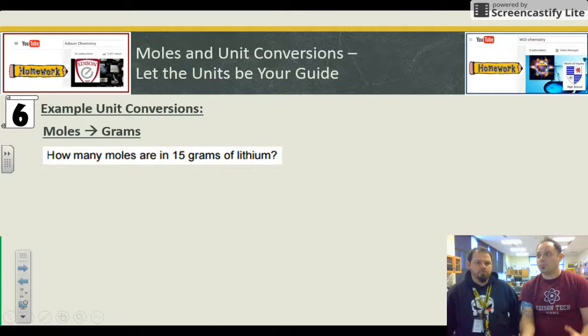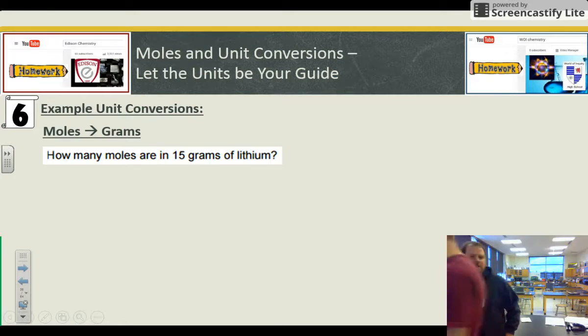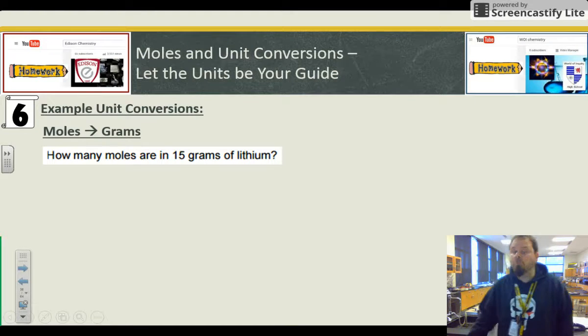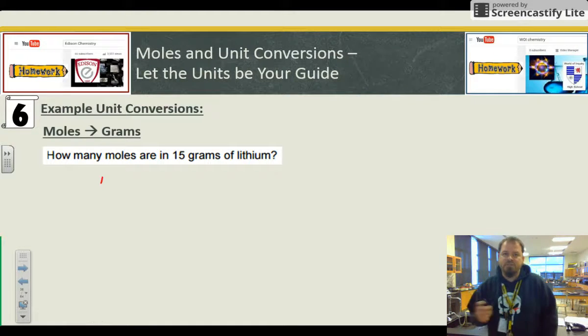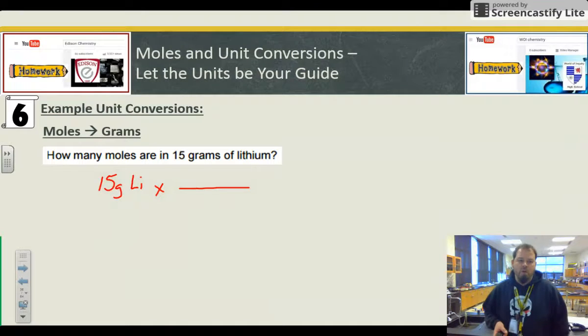Now to get from moles to grams, this is how we're going to do it. And first we need our gram formula mass. So we're going to start with what we're given. So write 15 grams of lithium because that's what I'm given. And I look at my periodic table. Lithium is 7 grams per mole.